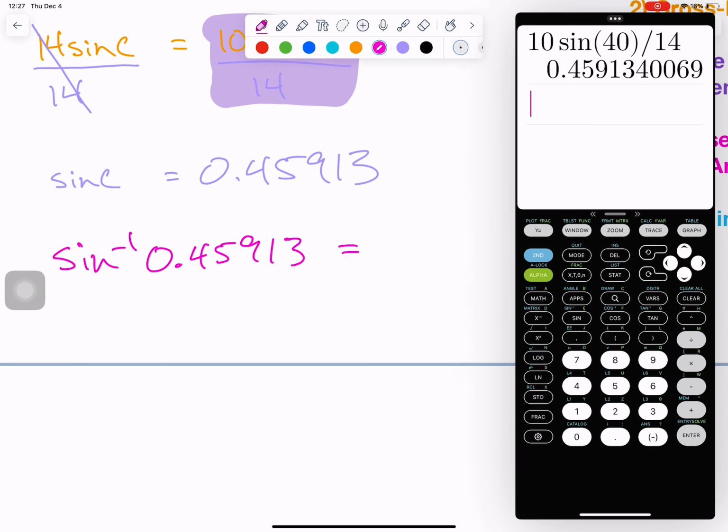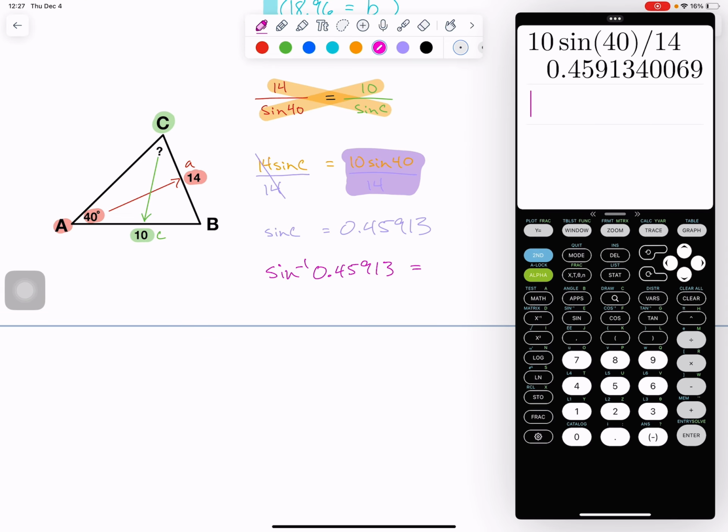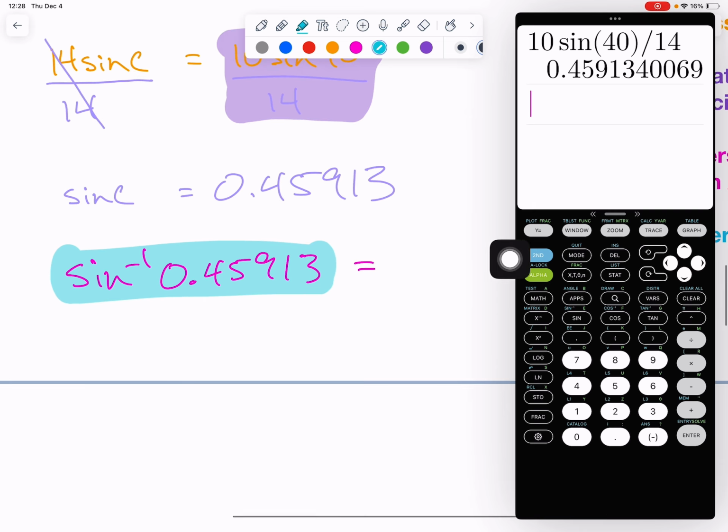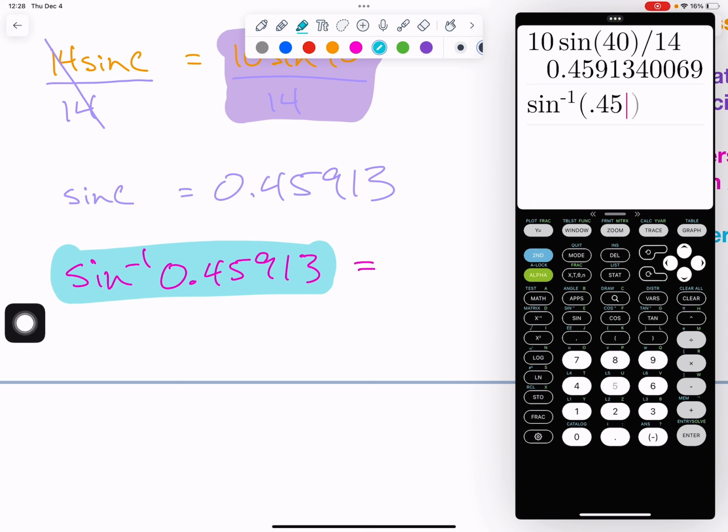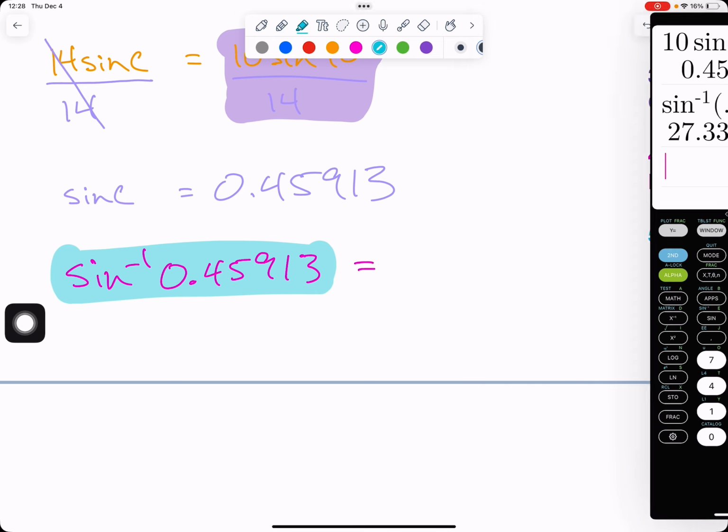And again, we're just going to enter this into our calculator, which I think I actually did in teal for our last step. So let's keep the continuity going. Zoom in tight. Second sine. That gives us our inverse. And then we're just going to do 0.45913. Hit enter. What do we get? 27.3.